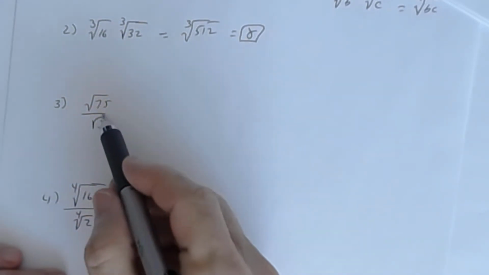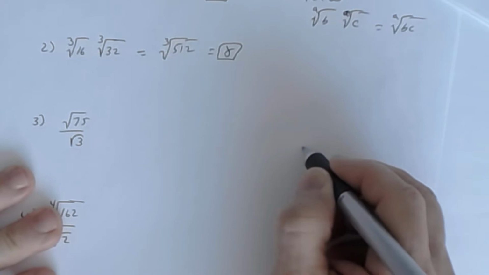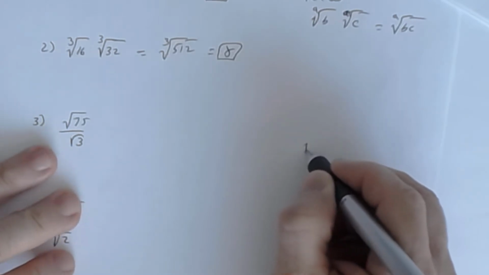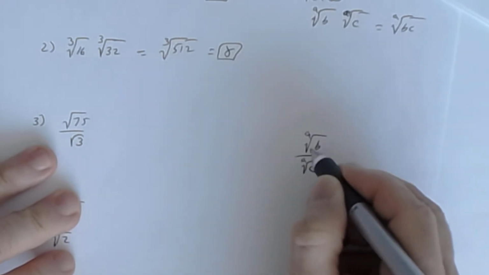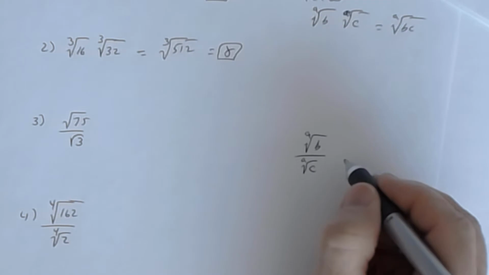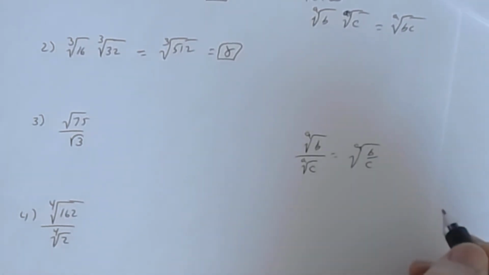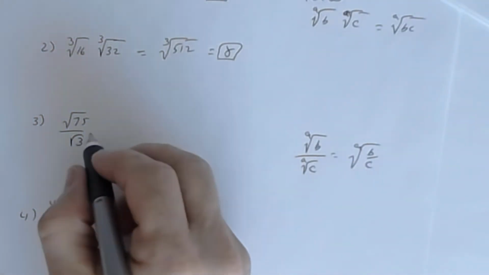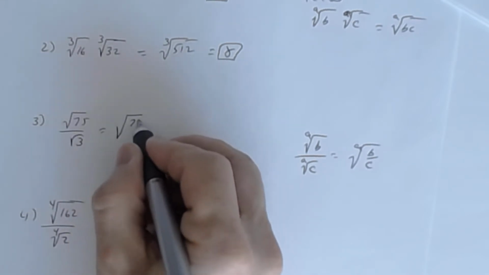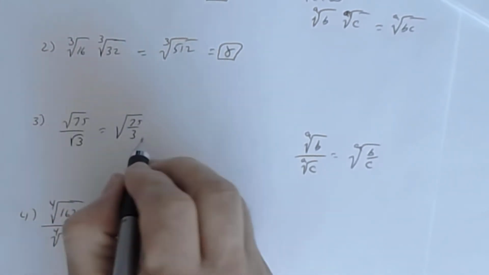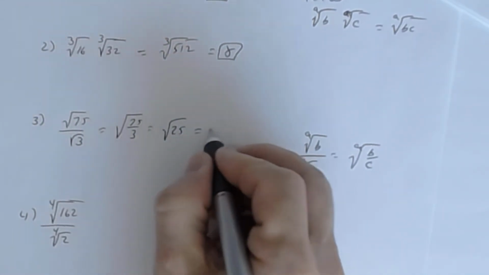All right, now here you're going to use the quotient rule. If you have the a root of b divided by the a root of c, as long as the indices are the same, I can write this as the a root of the quotient b divided by c. Here, when I do that, it makes things a lot easier because this becomes the square root of 75 divided by 3, and 75 divided by 3 is 25, so it becomes the square root of 25, which we all know is 5. So the answer is 5.